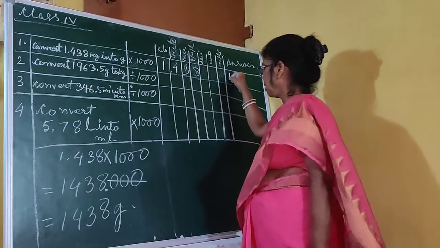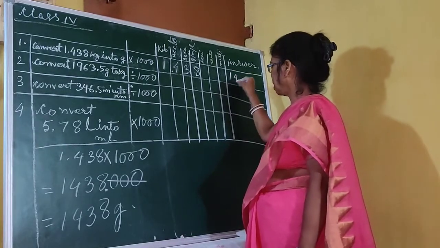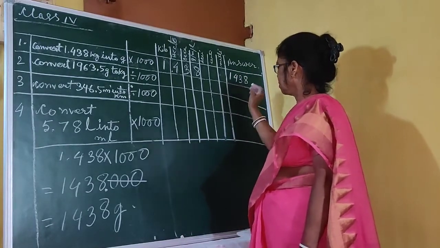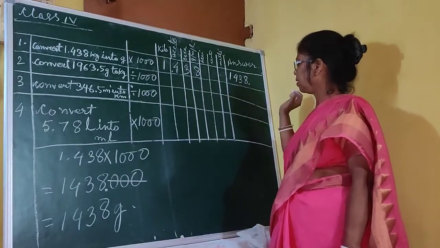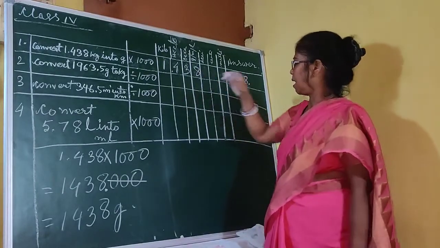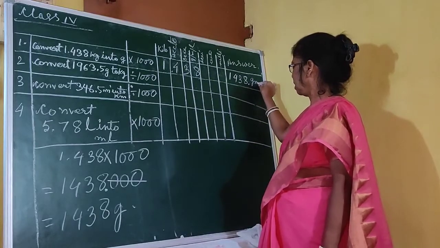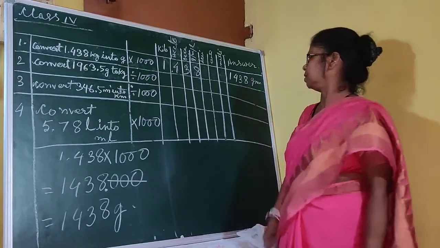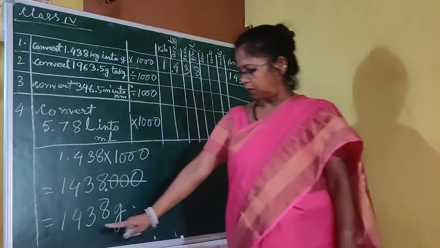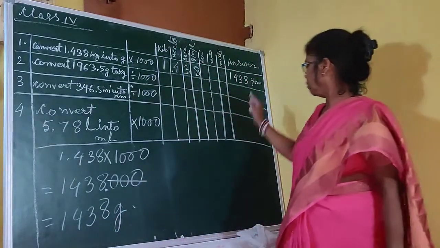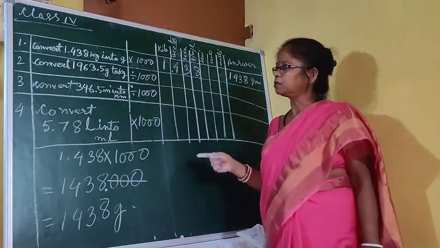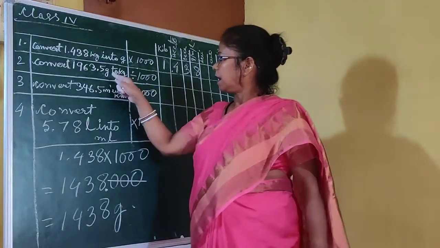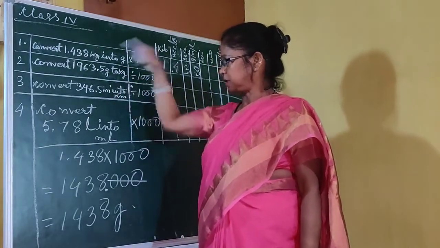First you write the number 1438. The decimal here shifts 3 places, and the decimal comes here. So it will be grams. The last decimal has no value, this is the gram. Here also gram. 1438 grams. This is simple.